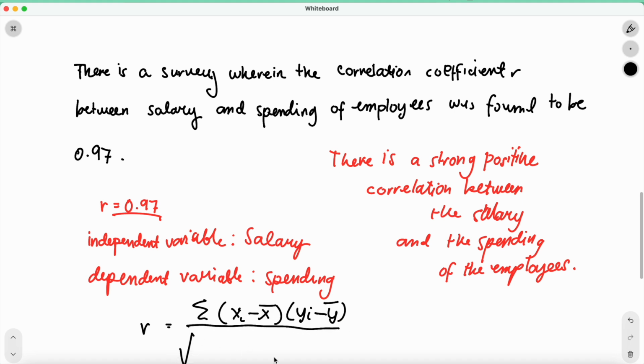So here we have the summation of x sub i minus x bar squared times the summation of y sub i minus y bar squared. So that is how you get the R.